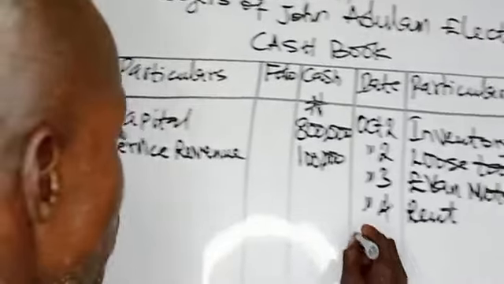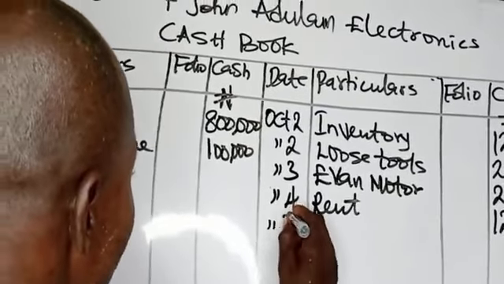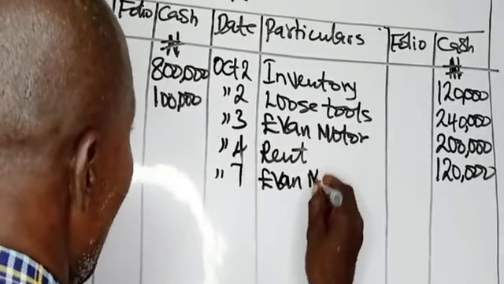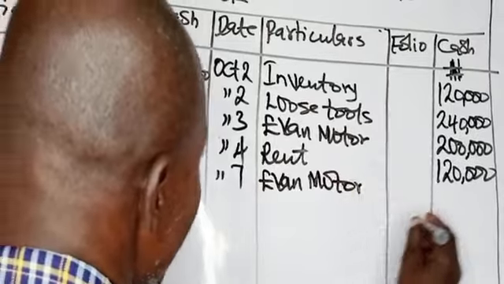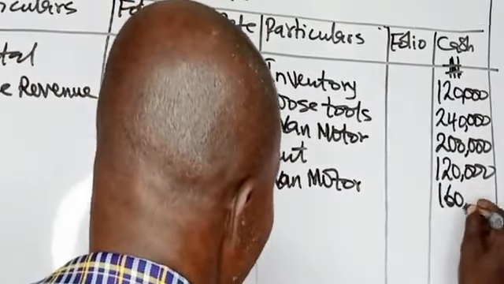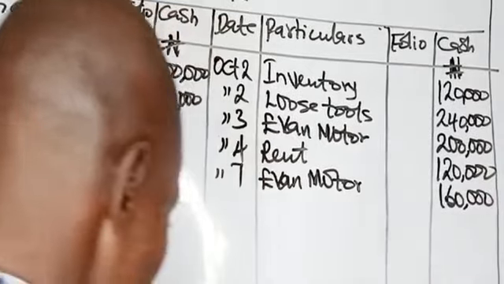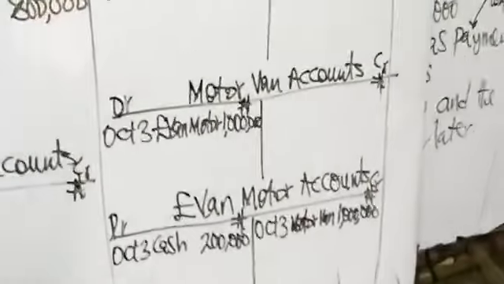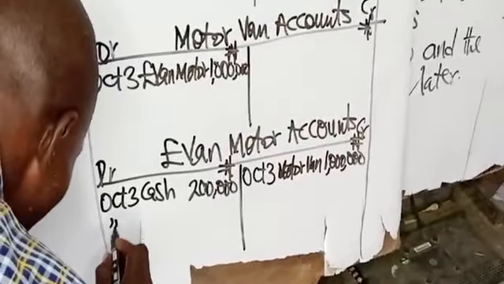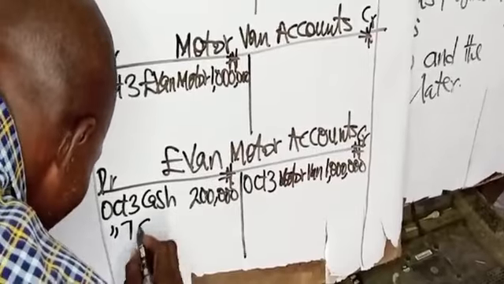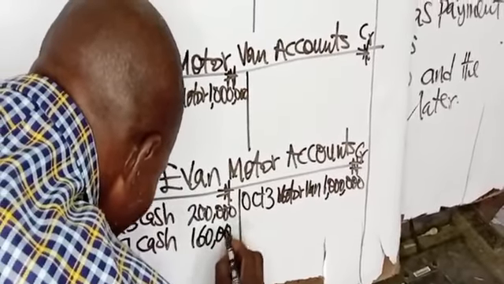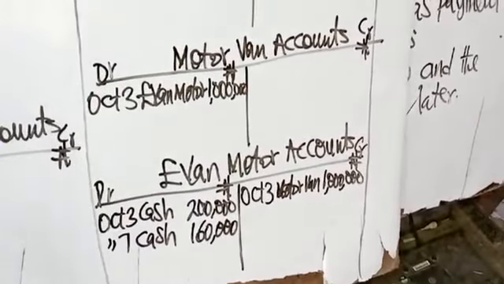So October 7th, Evans Motor. Amount paid is 160,000 naira. You are going to debit Evans Motor account. So Evans Motor is the receiver on the 7th of October. So you have cash. Amount paid is 160,000 naira.